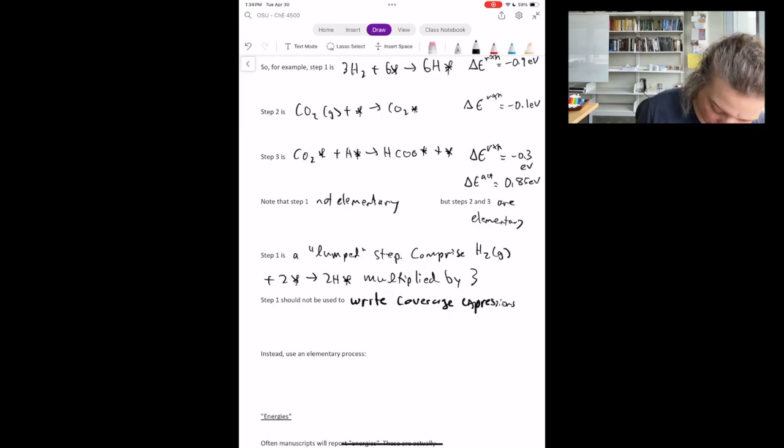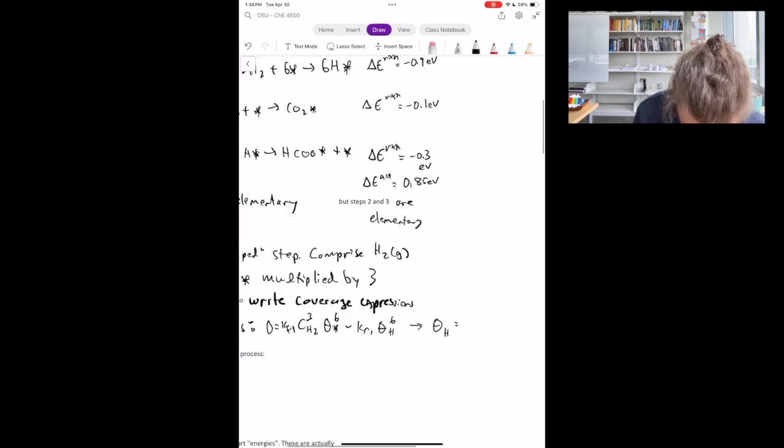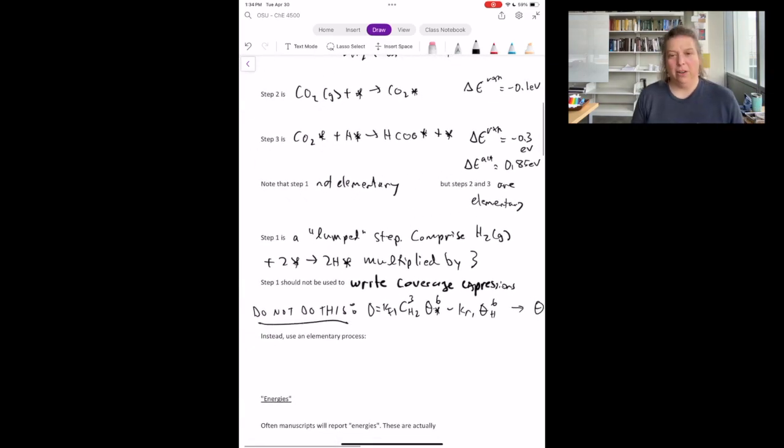So we don't want to say, and do not do this, we'll say 0 equals KF C_H2 to the 3rd times theta star to the 6th. Actually, we'll say KF1 minus KR1 theta H to the 6th. So theta H is equal to K1, this is an equilibrium constant, C_H2 to the 3rd, theta star to the 6th, all to the 1/6 power. That's incorrect. If we are going to write a coverage expression, we want that to be on an elementary process.